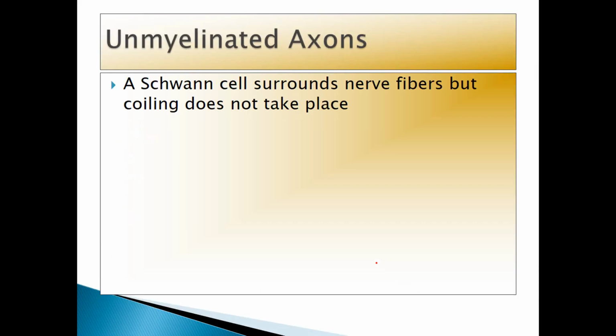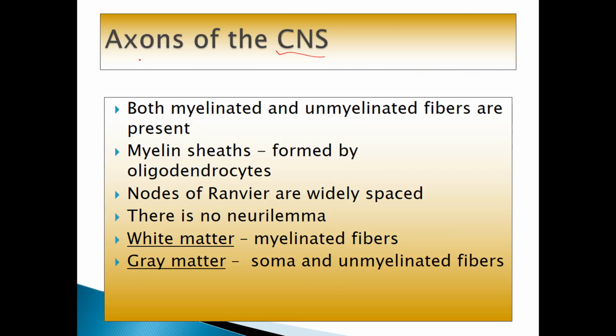And then basically, for unmyelinated axons, a Schwann cell surrounds the nerve fiber, but coiling does not take place. And then we have axons of the CNS. We have myelinated and unmyelinated. Again, they are formed by oligodendrocytes. There are nodes of Ranvier, but they're widely spaced. There is no neurolemma. And basically the difference between white and gray matter is that white matter is myelinated. Gray matter consists of unmyelinated axons and the soma.